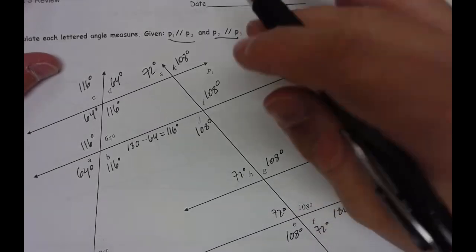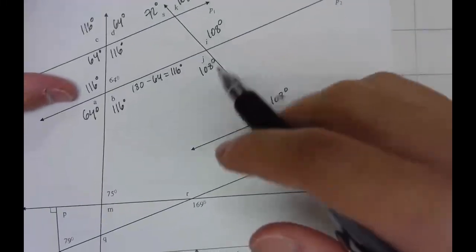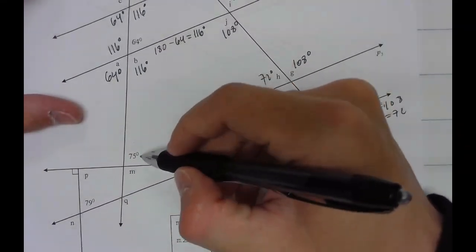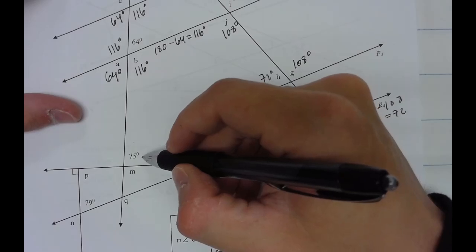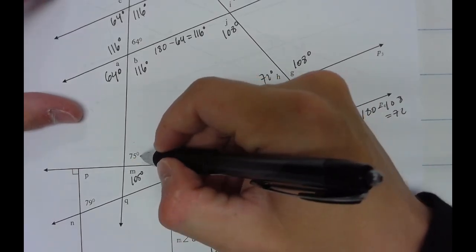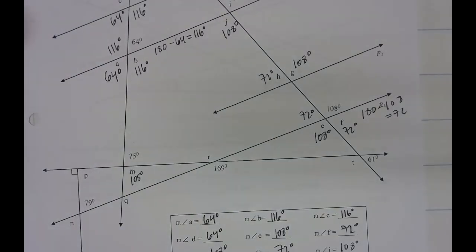Our next letter is M. If you can look down here, you guys can see. M is all the way down here. I notice that M is supplementary. It forms a linear pair with 75, which means I can write 105 here because 105 plus 75 is 180 degrees.